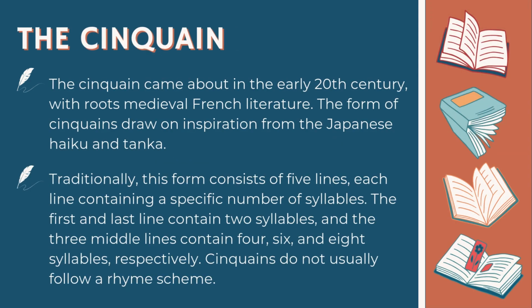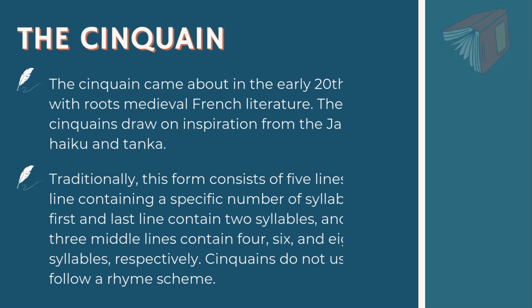Cinquains, like haikus and tankas, are structured poetic forms that originated in the early 20th century but trace back to medieval French literature. Their distinct 5-line structure has a specific syllable count, 2 syllables for the first and last lines, with 4, 6, and 8 syllables in the middle lines, creating an engaging rhythm. Unlike many traditional forms, cinquains do not follow a rhyme scheme, allowing for creative expression. Consider how this flexible format could inspire your own writing.